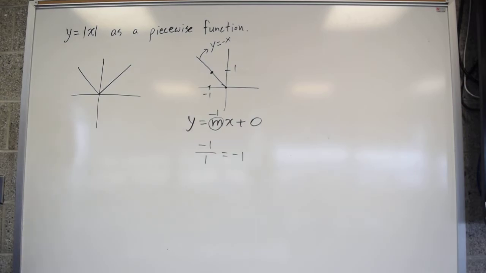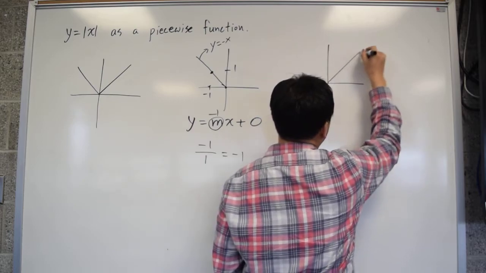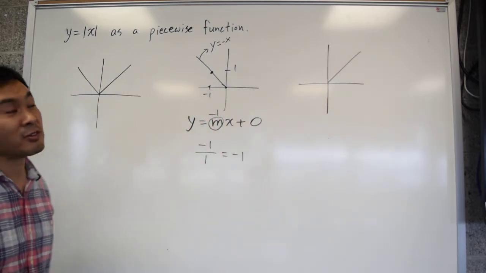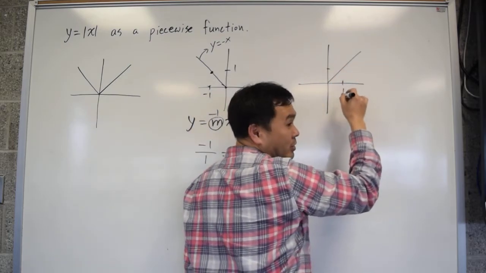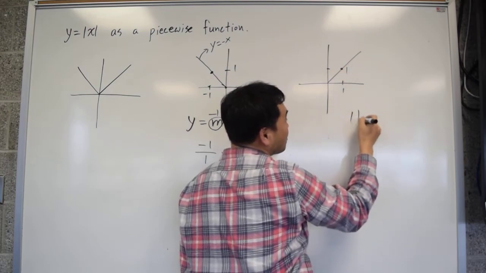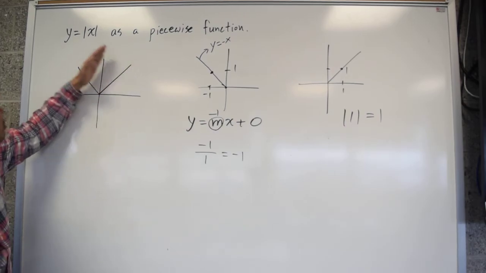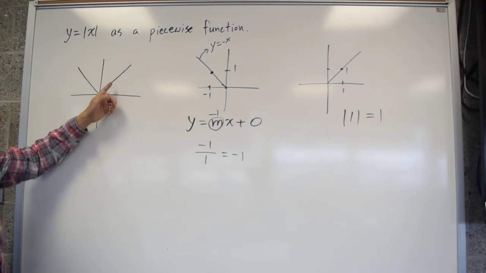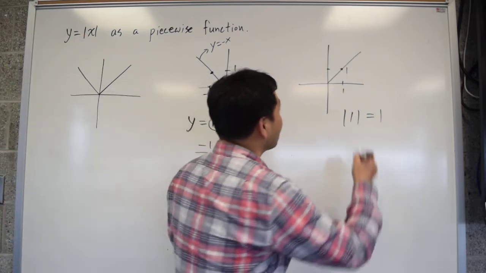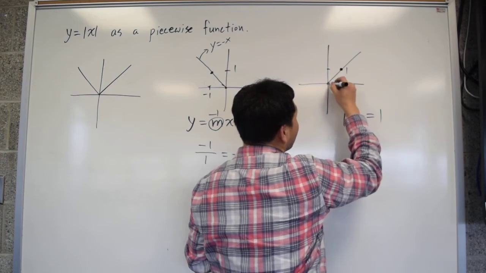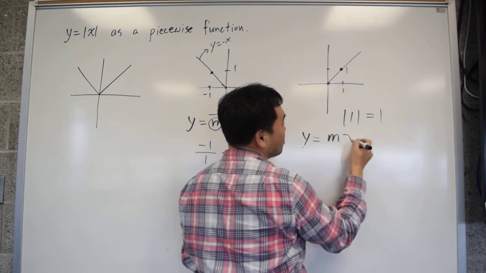Okay? All right, now let's look at the right side, and we just do the exact same thing. At 1, where does it pass through? 1 comma what? 1 comma 1, because the absolute value of 1 is just 1. So I'm talking about the right side of the absolute value function. So at 1 comma 1, there's a point. And 0 comma 0 is another point. Again, the y-intercept is 0, so all you need to know is the value of m.